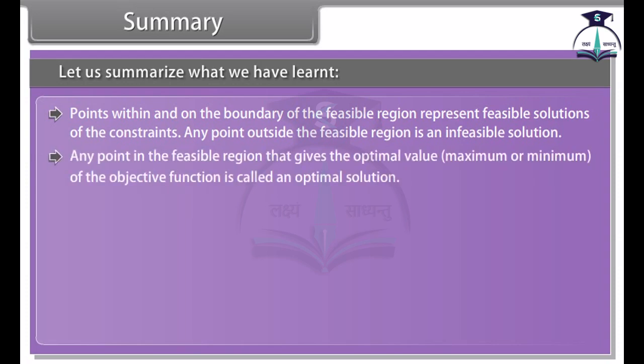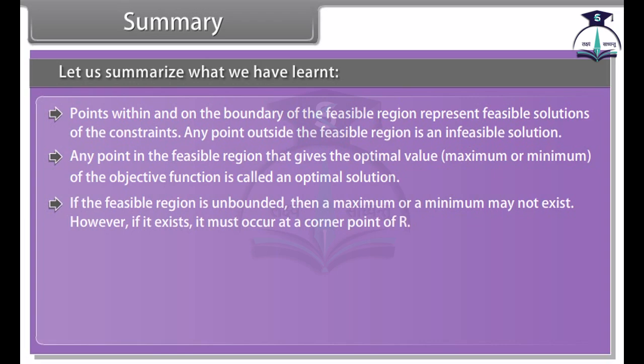Any point in the feasible region that gives the optimal value, maximum or minimum, of the objective function is called an optimal solution. If the feasible region is unbounded, then a maximum or a minimum may not exist. However, if it exists, it must occur at a corner point of R.